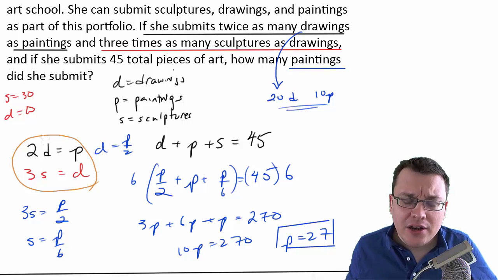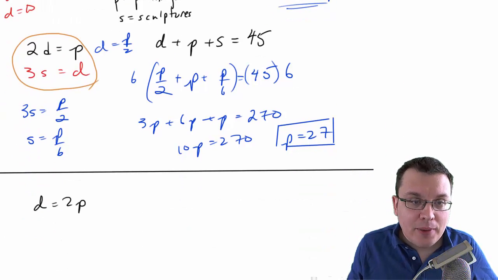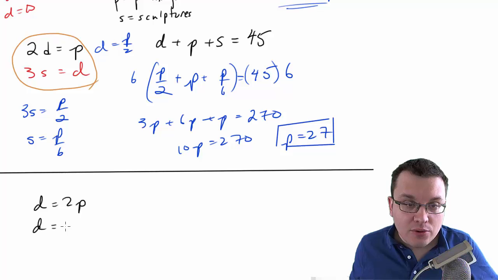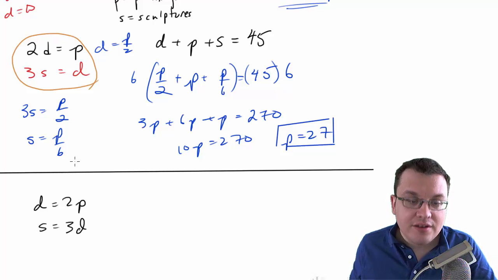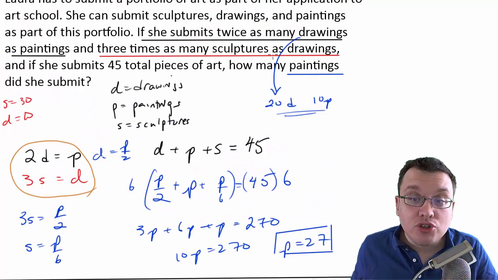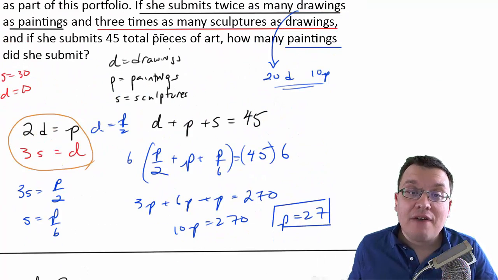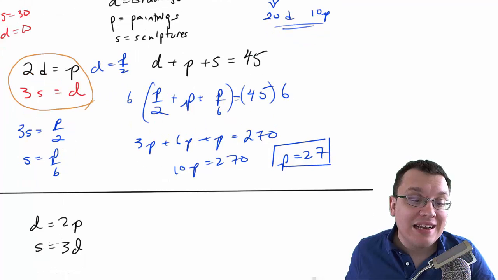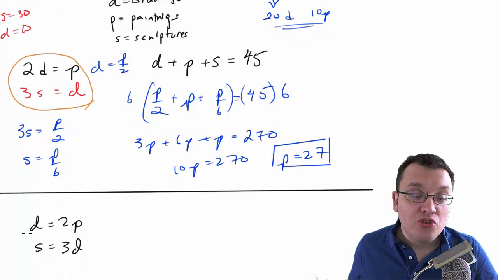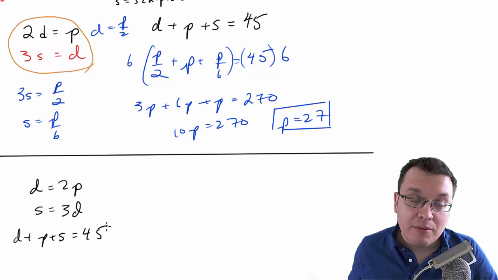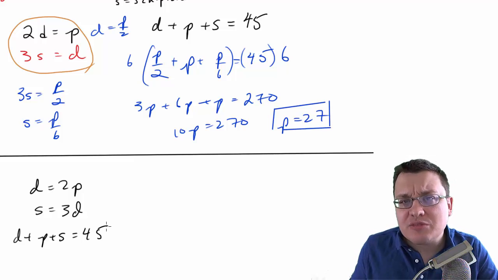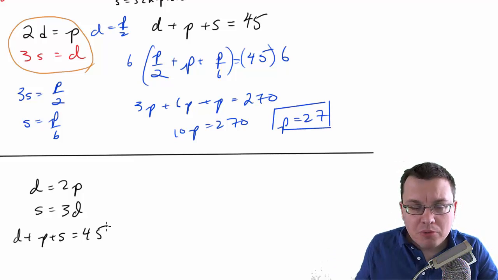90 equals 10? No. It should be, as you might expect, S equals 3D. For the number of drawings I have, D, I'm going to have 3 times as many sculptures, so I need to triple the number of drawings for it to be equal to the number of sculptures. So these are the 2 equations we need, in addition to this, which is correct. The sum of them has got to be 45. And now I proceed as we did before. Make a substitution, go from there.